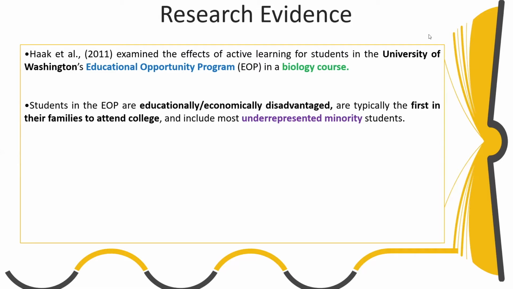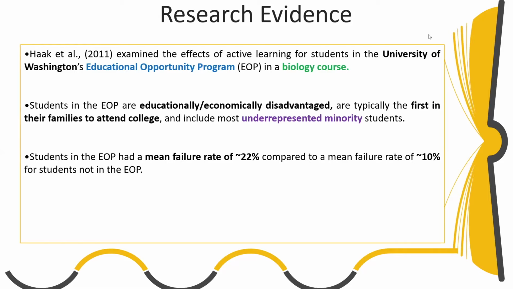The first is by Hack et al. They examined the effects of active learning for students in the University of Washington. The university has a program called EOP, Equal Opportunities Program. And within that program was a class of biology students where this particular research was carried out. The unique thing about the EOP program is that it caters to educationally and economically disadvantaged students, who are usually the first in their family to attend college. Also within the EOP program are many underrepresented minority students.